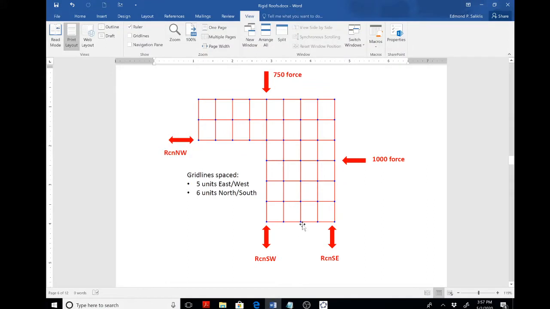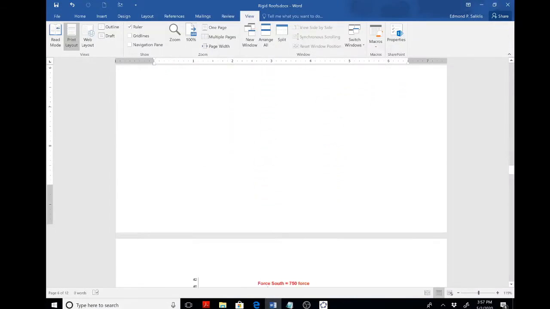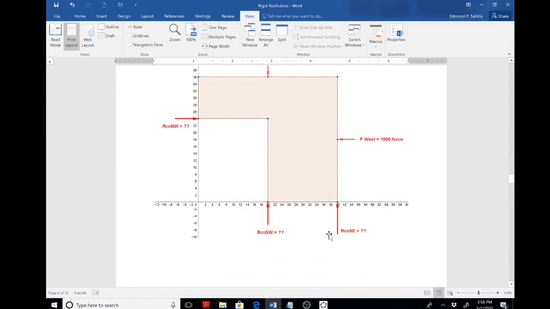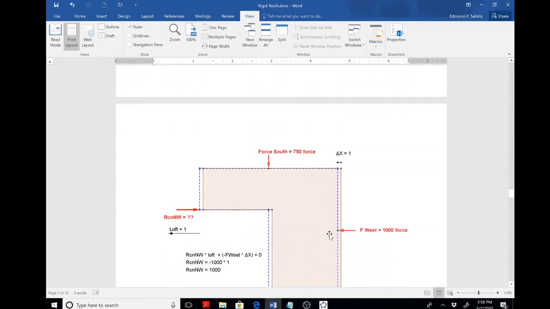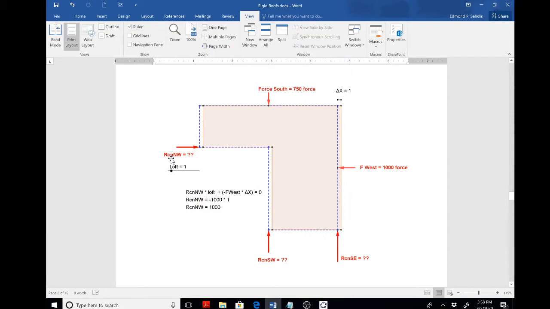systems. You could recreate this at home by copying the grids here: 5-unit spacing east-west, 6 units of length spacing north-south. What do we do first? Well, we perturb the system. Let's find the sole reaction.